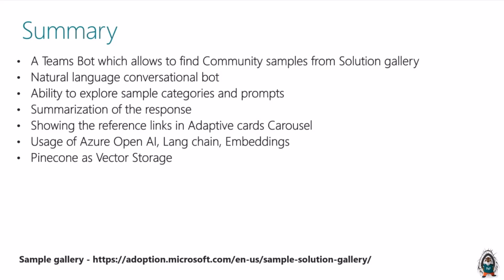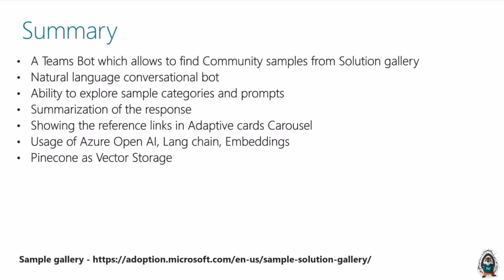We get a summarization of the response generated by Azure OpenAI or OpenAI, and all the citations or reference links from the response, we are transforming into an adaptive card carousel, where we give users the ability to directly find out about that particular sample: the title, description, links, and everything.